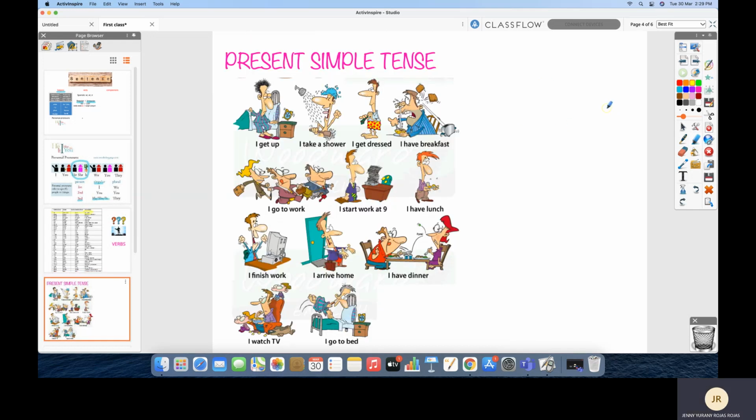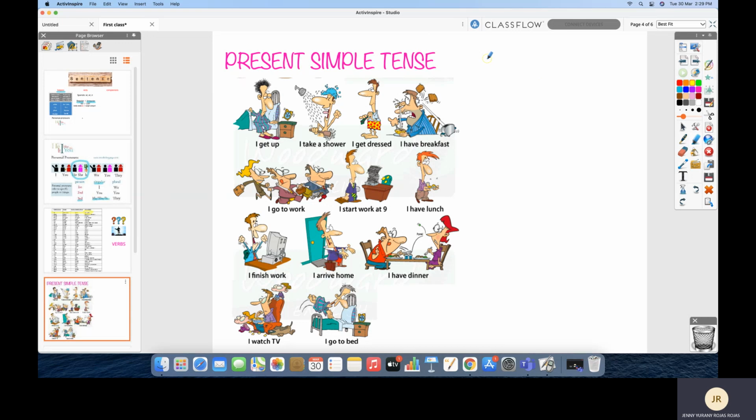So let's start talking about present simple tense. Entonces vamos a empezar a hablar de este tiempo presente. Recuerden que los tiempos son igual que en español. Tenemos el tiempo pasado, el tiempo presente, el futuro y unas formas de cada uno de ellos. Entonces vamos a empezar con este present simple tense.